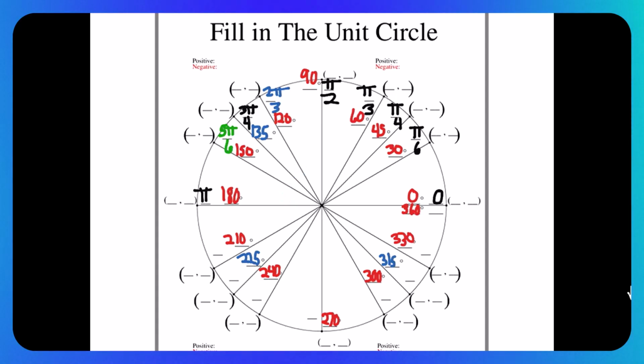We continue on, we add pi over 6 to this one here, we get 7 pi over 6. We add pi over 4 to this one, we get 5 pi over 4. We add pi over 3 to pi, and that's going to leave us with 4 pi over 3. And then this one down here will be 3 pi over 2.